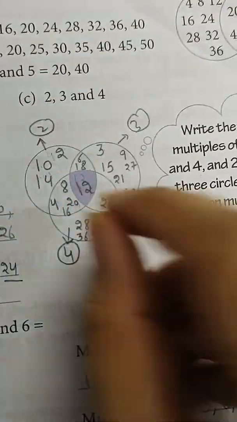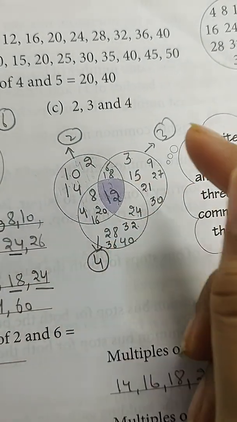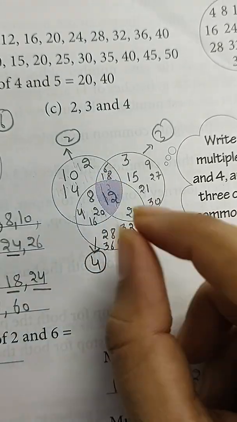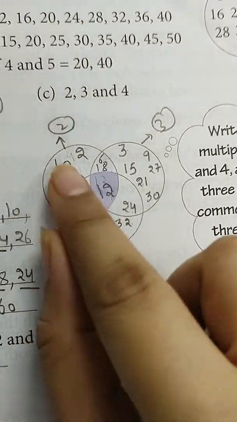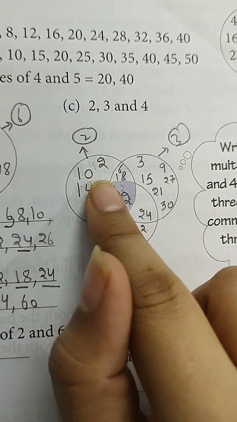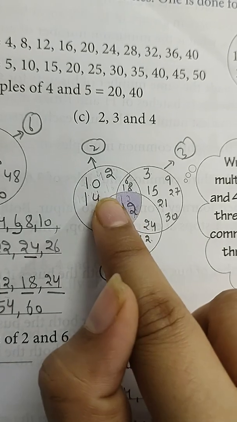Now here we have been given 2 tables: the multiples of 2, the multiples of 4 and the multiples of 3. So you have to be careful whether there is any number that is common between 2 and 4, and you have to write it in the intersection.